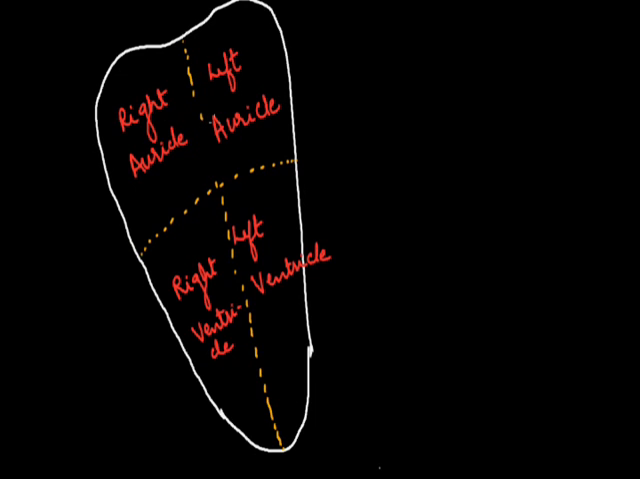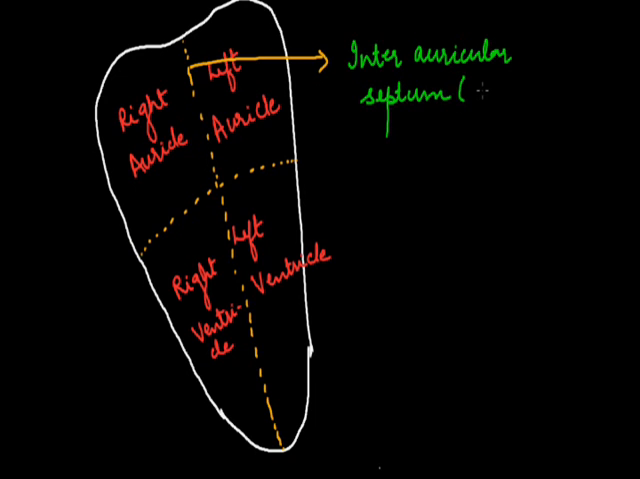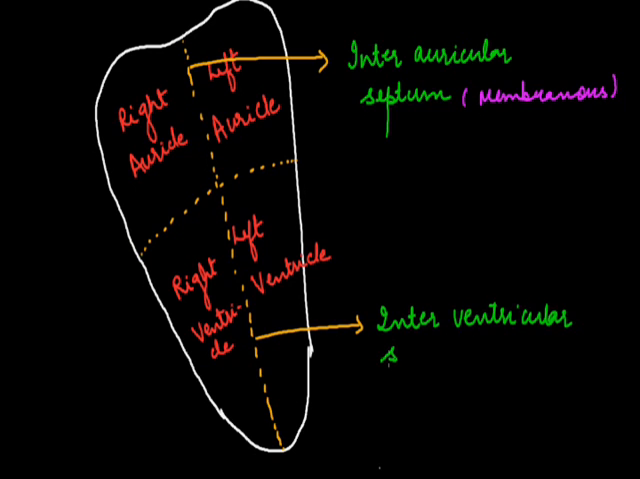Now these auricles are separated from each other by the interauricular septum. This septum is membranous. While the ventricles are separated from each other by the interventricular septum. In comparison to the interauricular septum, this septum is thick and muscular.